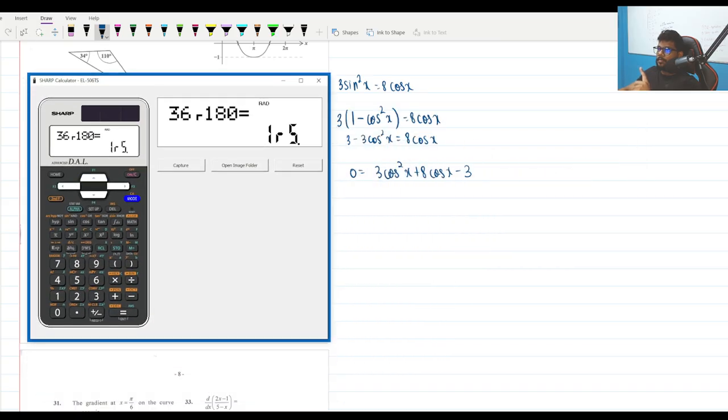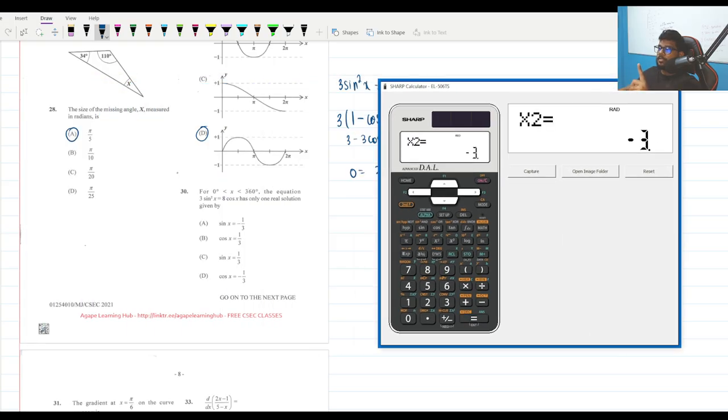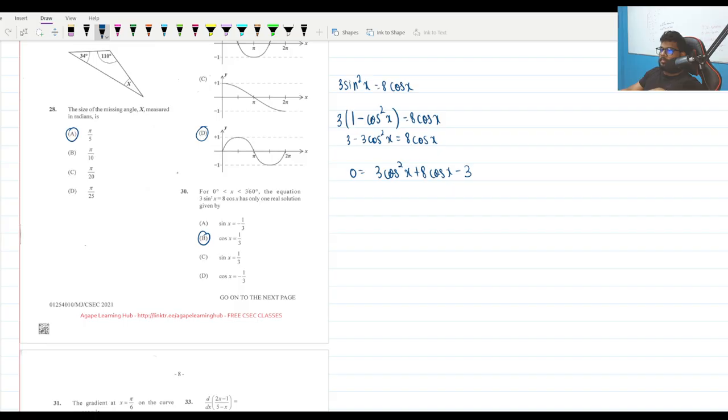So let's check and see. Mode 2, A is 3, B is 8, and C is minus 3. The real solution is a third, and the next real solution is minus 3. So one of the solutions is cosine x equal to a third, cosine x equal to 1/3, which is B. When cosine x is equal to minus 3, this has no solutions. Go back to the trigonometry video and you'll understand why, if you want to.